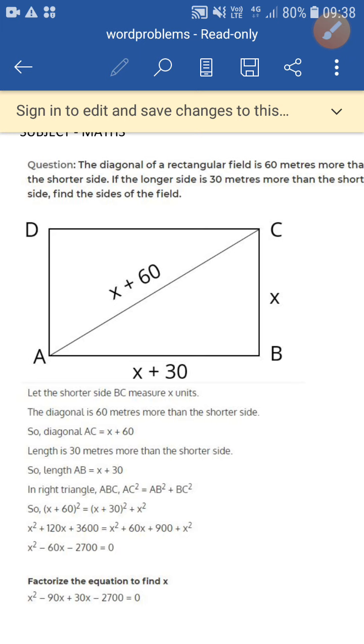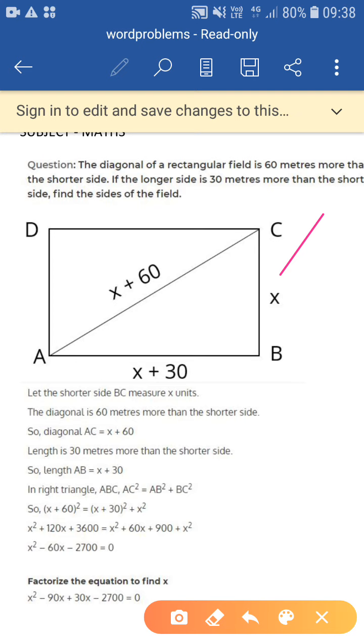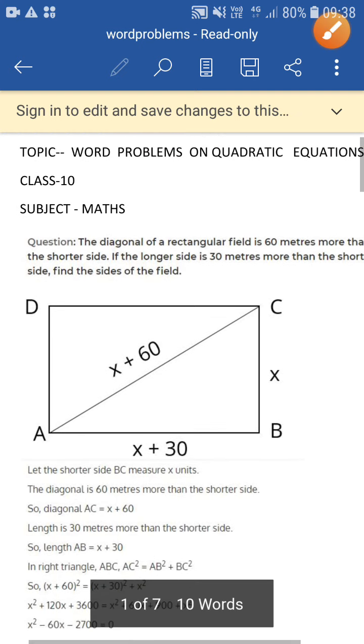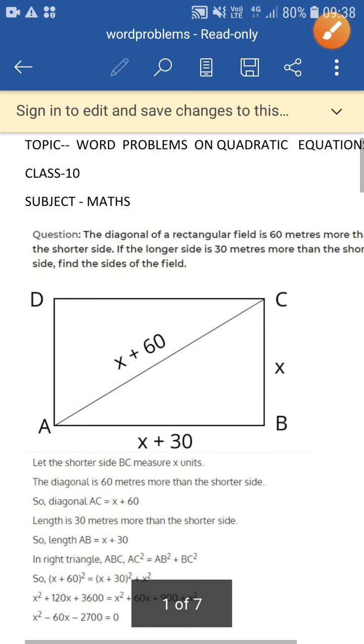So there are some very important word problems. We'll be taking them one by one. We have here: the diagonal of a rectangular field is 60 meters more than the shorter side. If the longer side is 30 meters more than the shorter side, find the sides of the field.